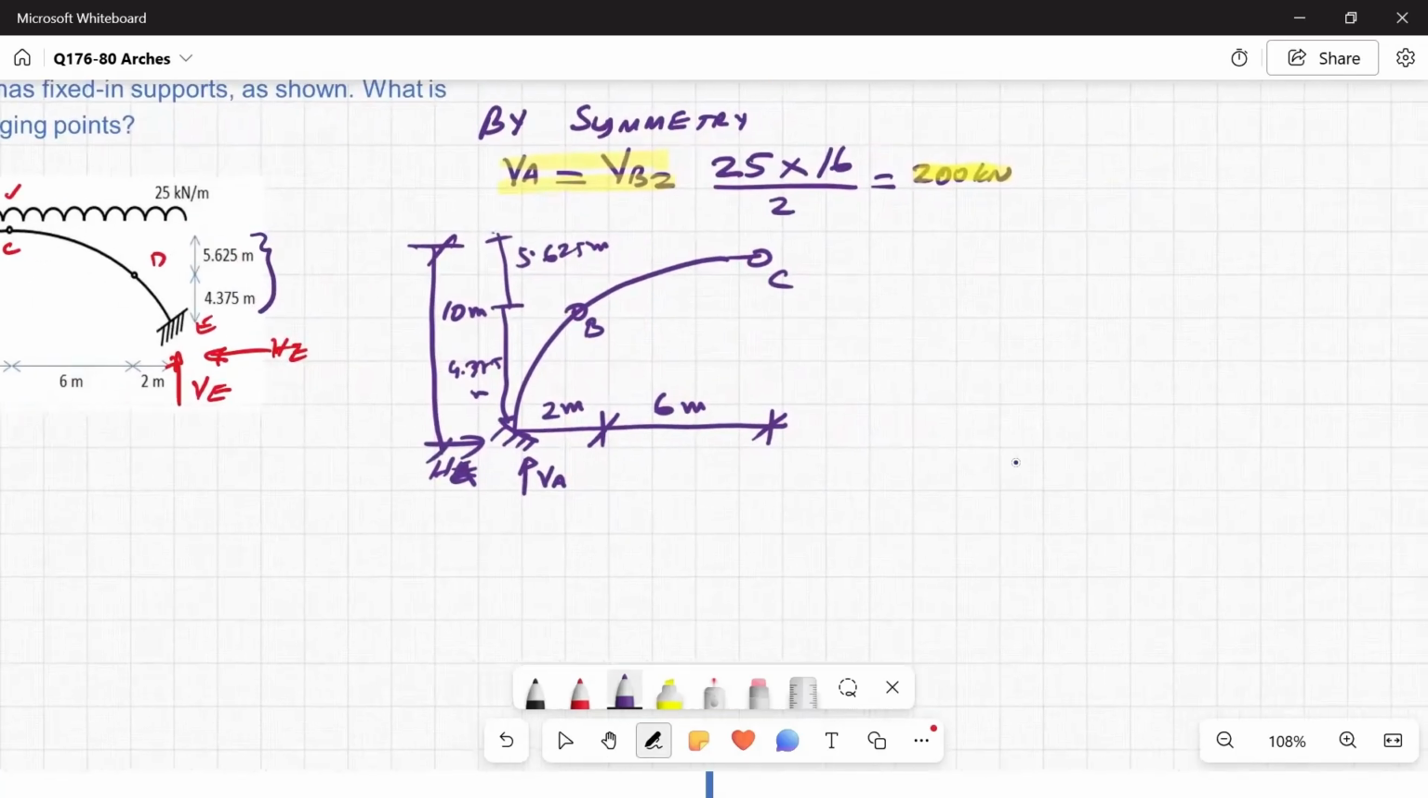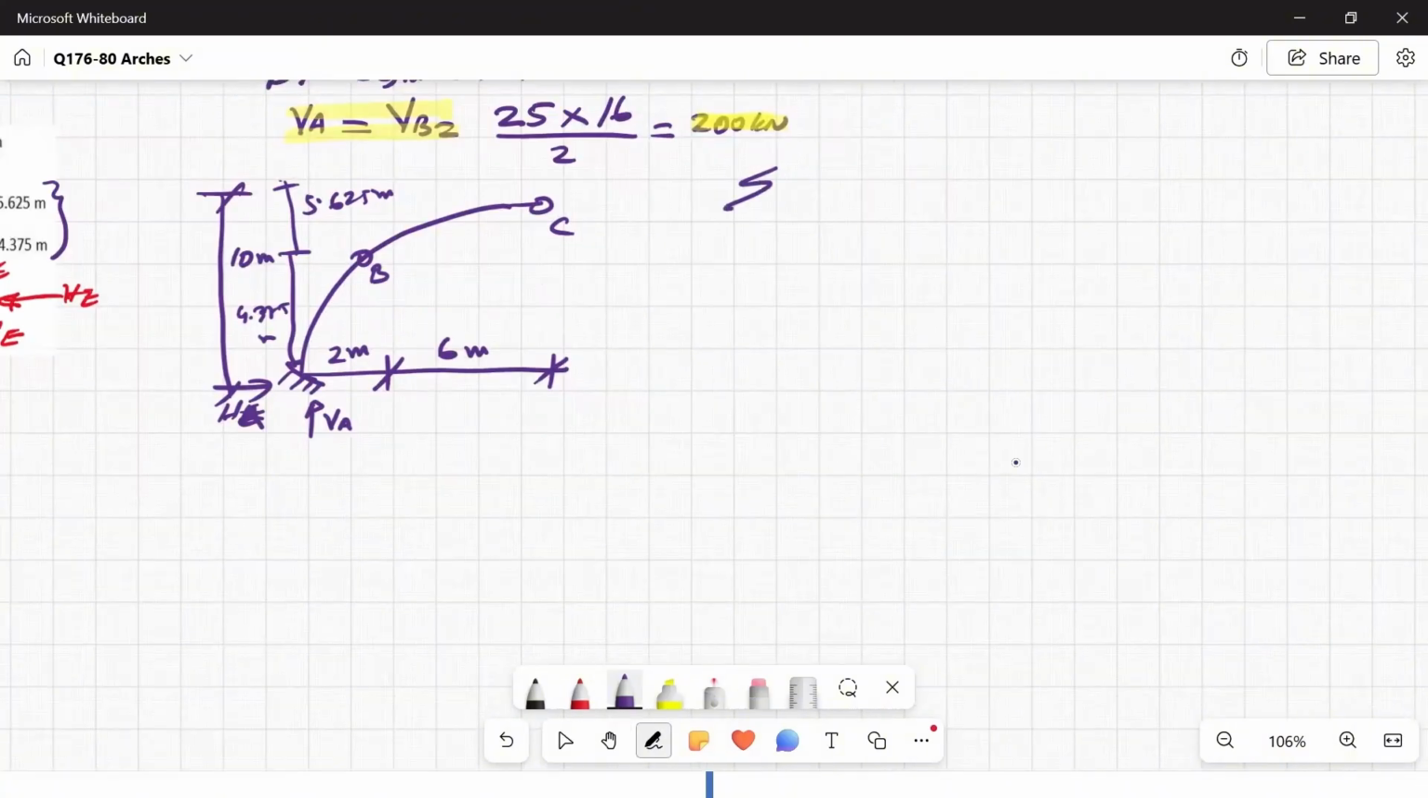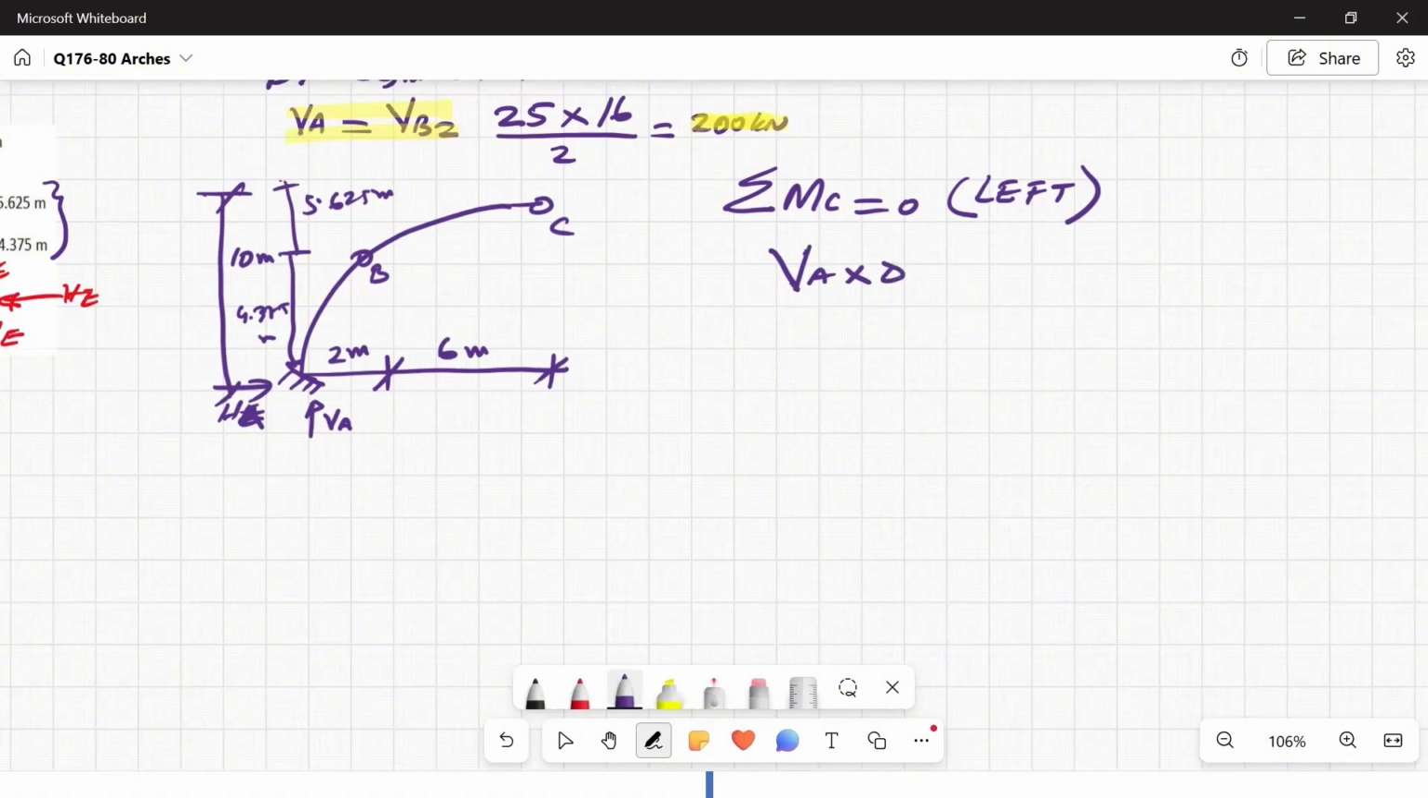And I will say that summation of moment at C is equal to 0, but this is from left side. So we will say the clockwise moments are equal to anti-clockwise moments. So VA times 8, it is a clockwise moment. This is equal to HA times 10. This HA, this is the reaction. It is creating anti-clockwise moment with respect to C.